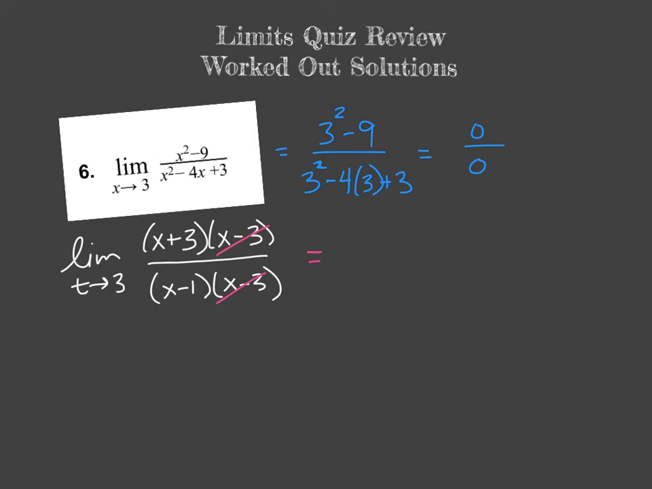So we're left with the limit as, I don't know why I wrote a t there. Whoops. I did not mean to write a t. It's an x. All right, the limit as x goes to 3 of x plus 3 over x minus 1. And then we can use direct substitution, so we'll plug the 3 in here, so we'll get 6, and then down here we'll get a 2. And that comes out to 3.